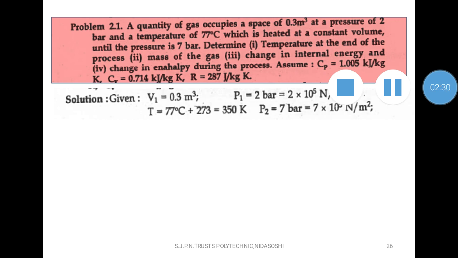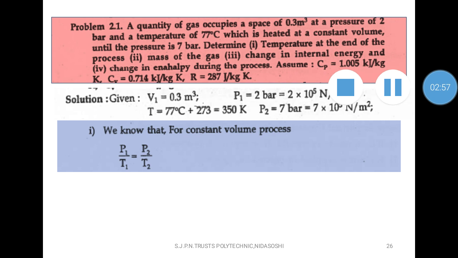Given initial volume V1 is equal to 0.3 meter cube, P1 is equal to 2 bar, which we have to convert into 2 into 10 raised to 5 Newton per meter square, and temperature T1 is 77 degrees Celsius plus 273, which is equal to 350 Kelvin. Next, P2 is equal to 7 bar. After heating the pressure increases to 7 bar, which we convert into Newton per meter square, that is 7 into 10 raised to 5 Newton per meter square.